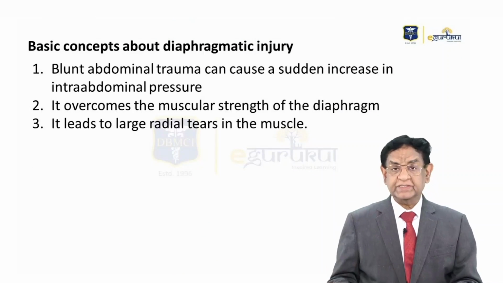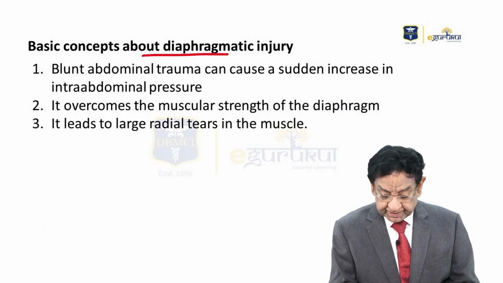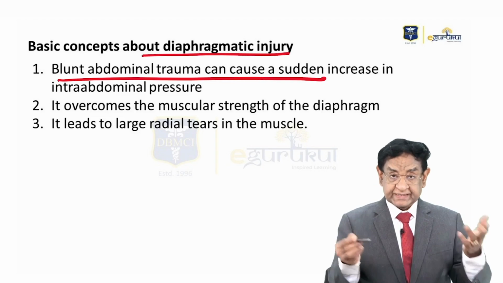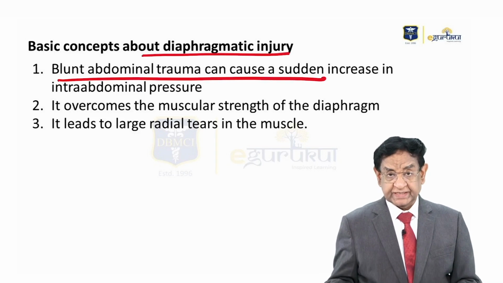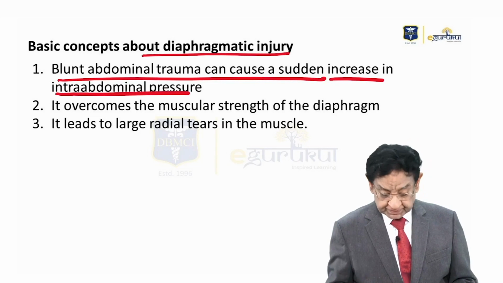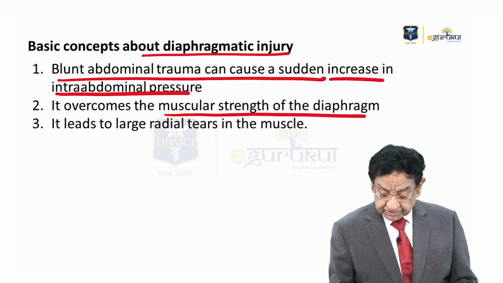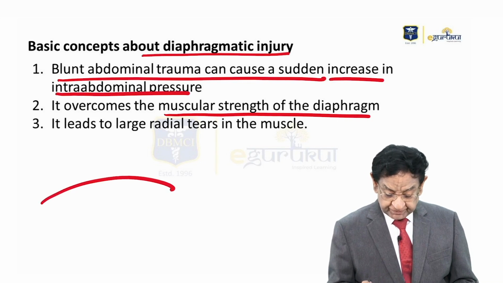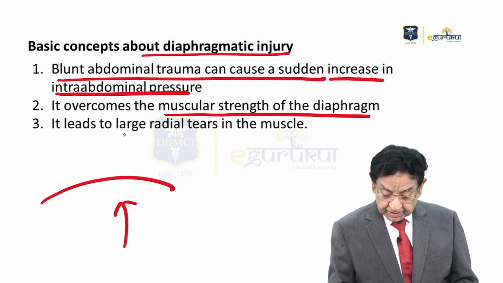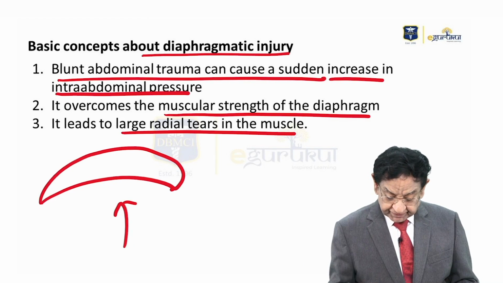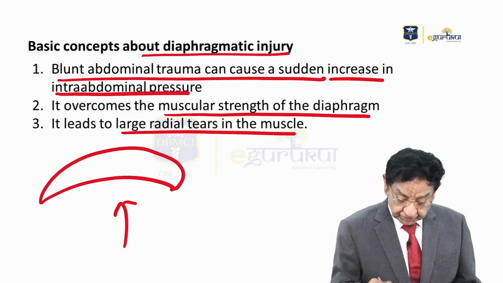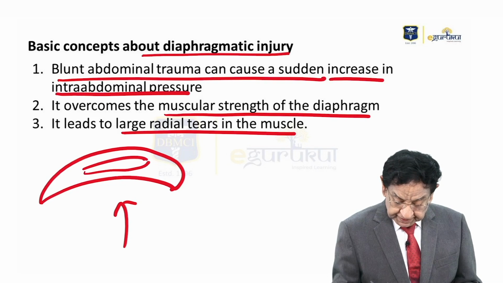So before I discuss the question, let's learn some basic concepts about diaphragmatic injury. Blunt abdominal trauma can cause, like in this case also, he had a roadside accident, blunt trauma occurred, and that caused a sudden increase in the intra-abdominal pressure. And this overcomes the muscular strength of the diaphragm, and this leads to a tear in the muscle. Let's say this is the diaphragm, and increased pressure occurs. So now, because of this, we will have some sort of tear. Maybe this tear has occurred.